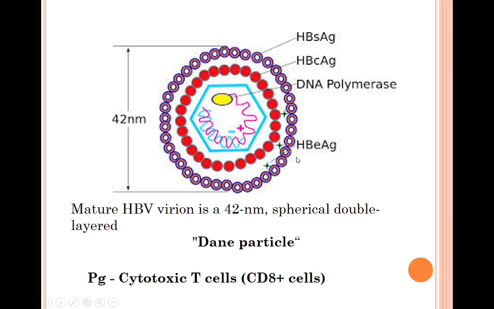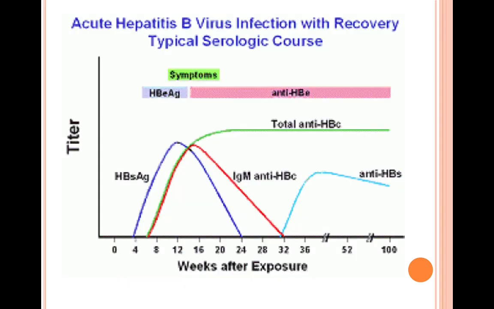This is also known as a Dane particle. I'll put in the quiz why it is named a Dane particle. This is also known as Australia antigen. It was first discovered in the aborigines of Australia. So this is just to show you the detection of the titers of hepatitis B.